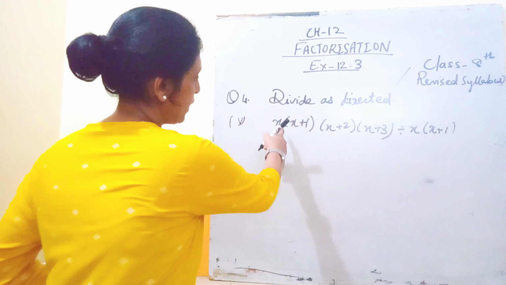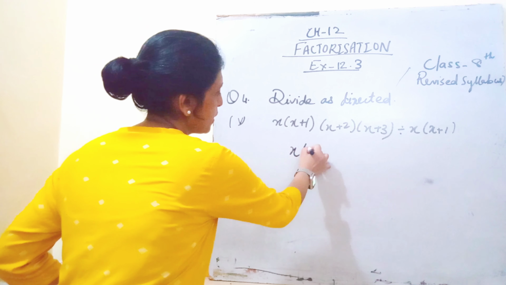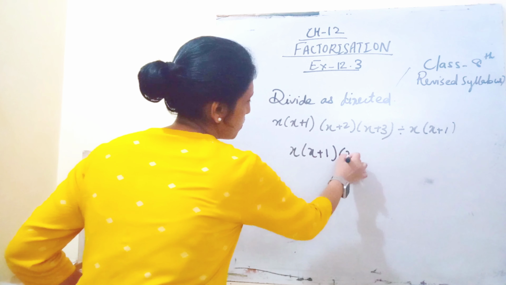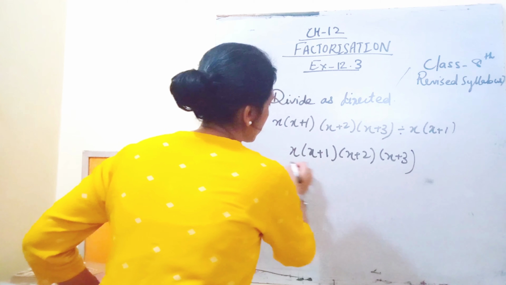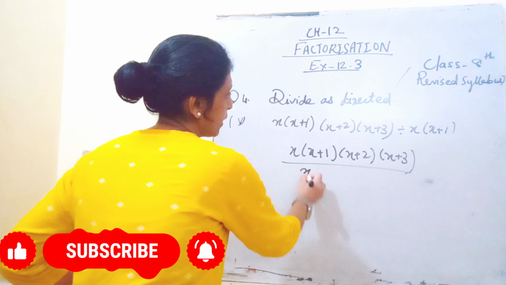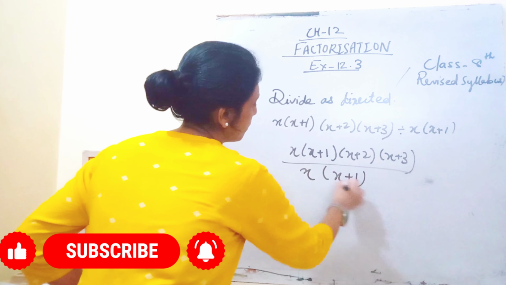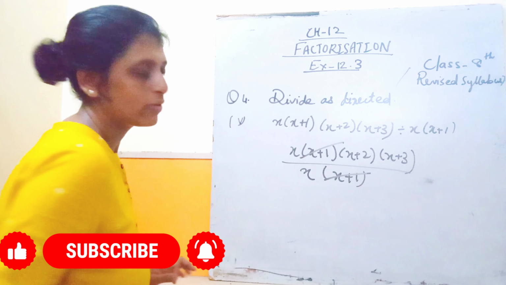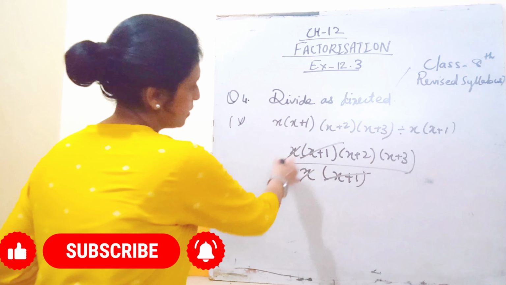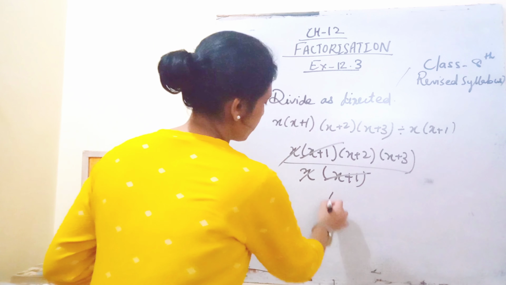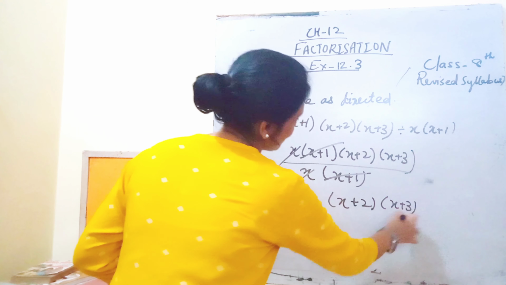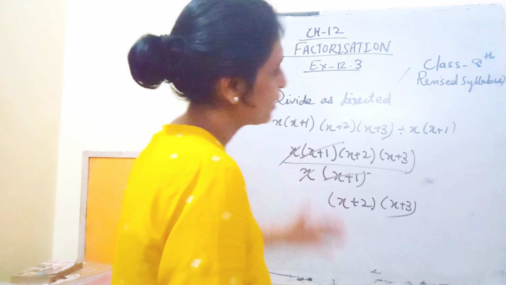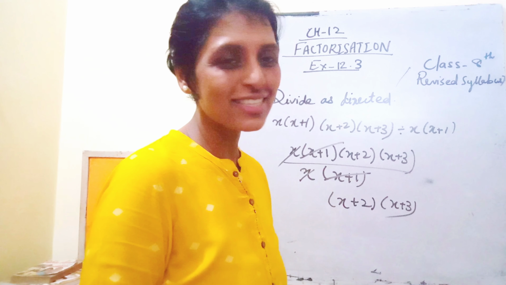Coming to the fifth part, we have to divide x multiplied by (x + 1) multiplied by (x + 2) multiplied by (x + 3), and it is divided by (x + 1). This (x + 1) and this (x + 1) will get cancelled, and we are left with x(x + 2)(x + 3). So this is the very easy solution to this fifth part.